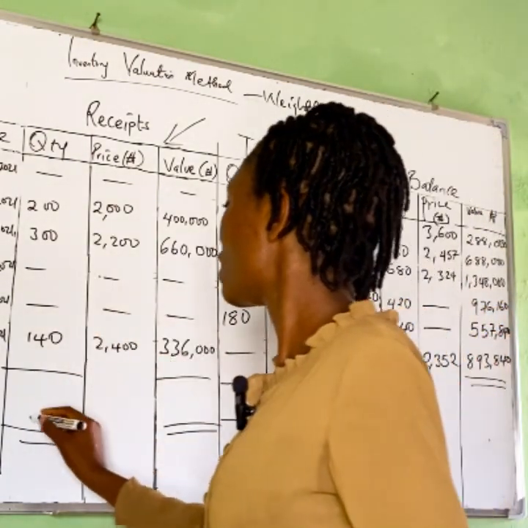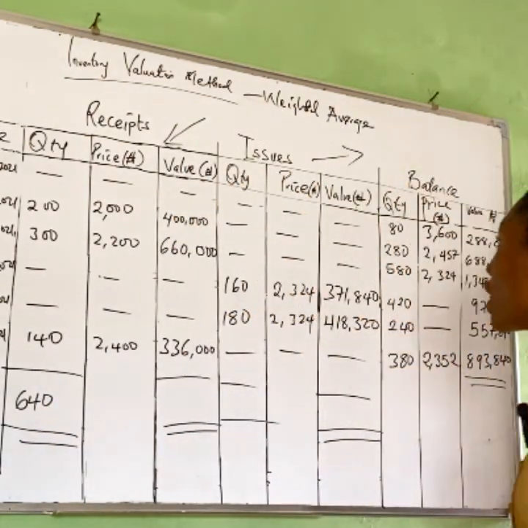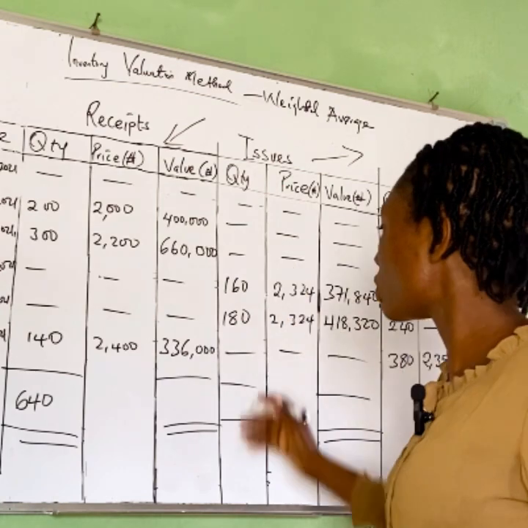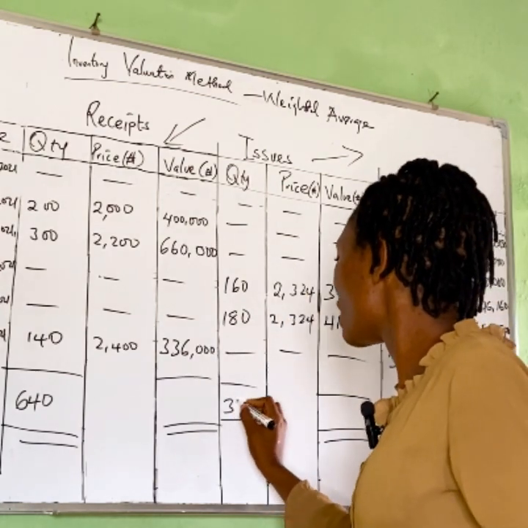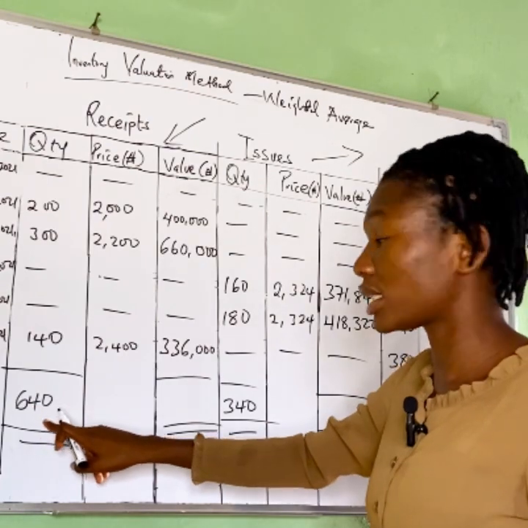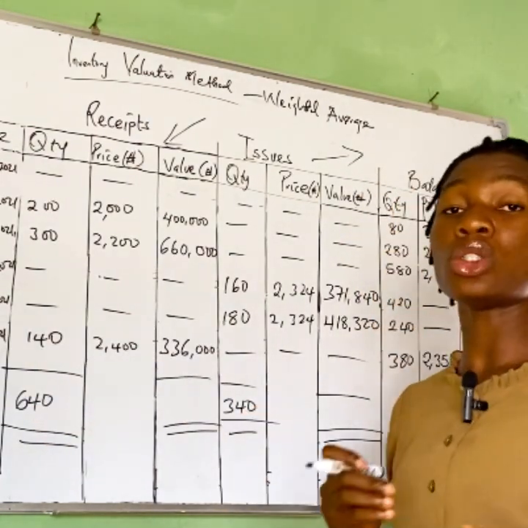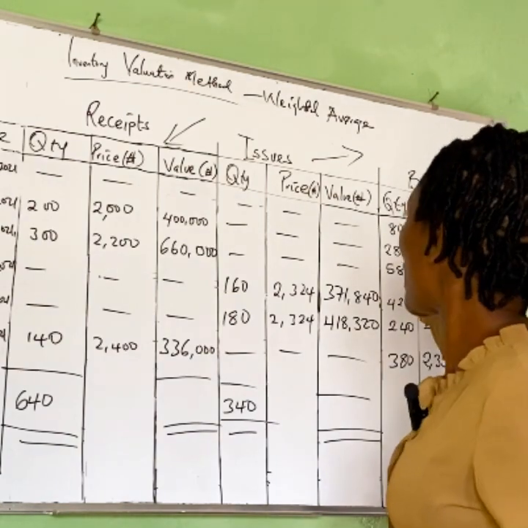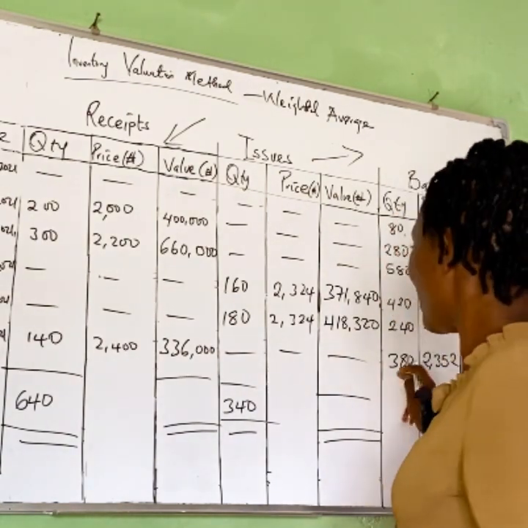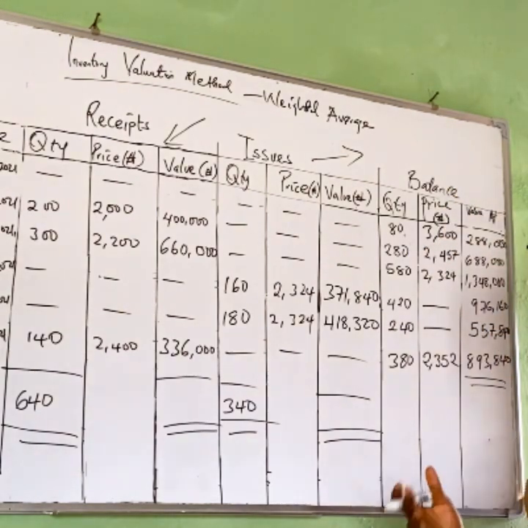This we are having 640. This is for quantity. For the issues, the quantity we have is 340 units, all right? So when we subtract 640 minus 340 units, we'll be having 300 units. Then we add our opening stock value, we are having 380. So that's correct. Now we want to see the value, right?